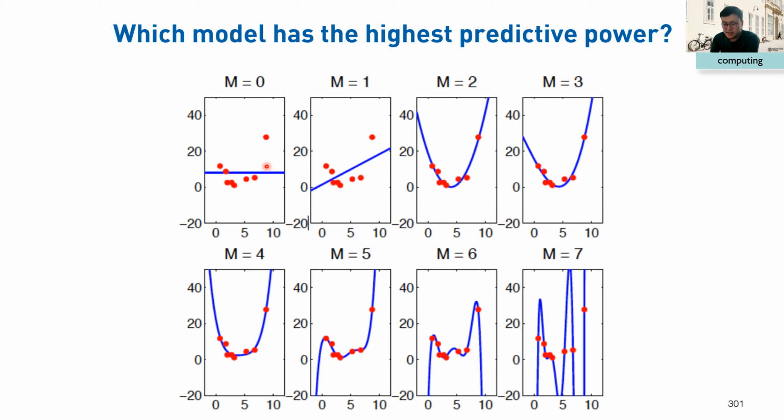The order can be zero, then this is a flat line. The first-order polynomial is basically the simple regression with a slope and an intercept. The second-order polynomial is the quadratic curve. Then the third-order polynomial, and so on until the seventh-order polynomial. What you can see is that when the order is low, the model doesn't fit the data very well. Compare the dots with the model prediction, there's a huge difference.